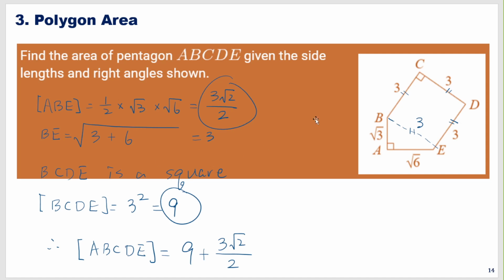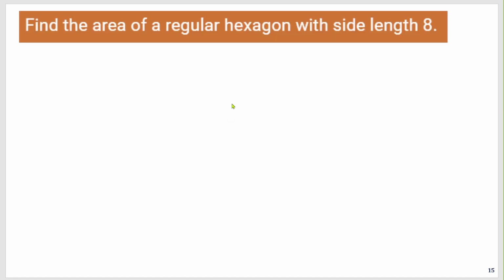Okay, if no questions, let's consider another question here. Can you find the area of a regular hexagon with side length 8? A regular hexagon has 6 sides, right? And because it's regular, each side is equal or congruent. Something like this.